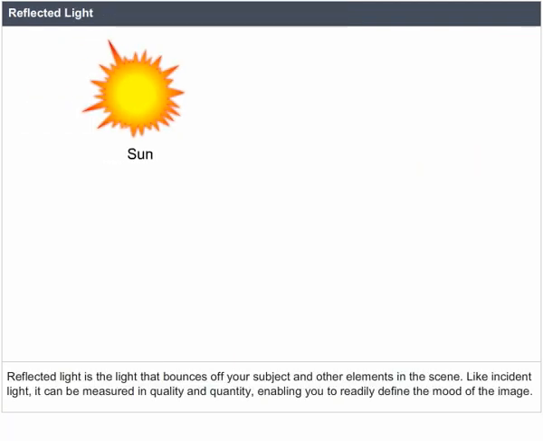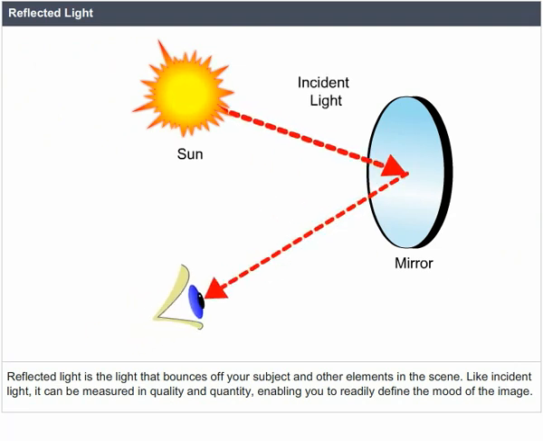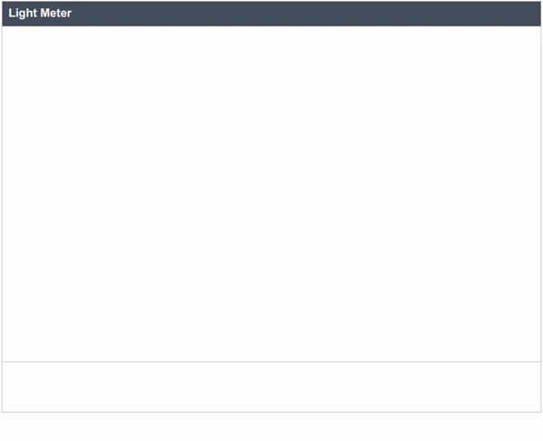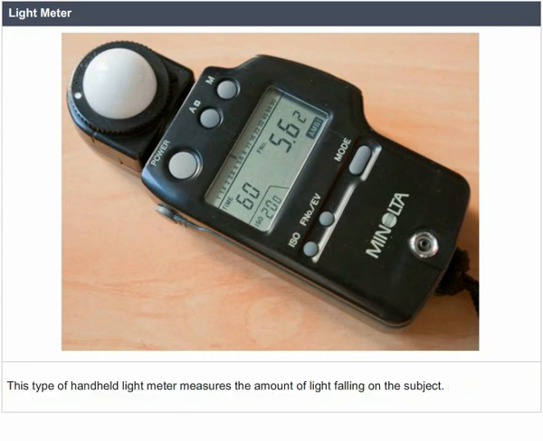Reflected light. Reflected light is a light that bounces off your subject and other elements in the scene. Like incident light, it can be measured in quality and quantity, enabling you to readily define the mood of the image. Light meter. Reflected light meters measure the amount of light that is reflected by a scene or subject. Incident light metering. A more accurate metering method is to use an incident light meter. This type of handheld light meter measures the amount of light falling on the subject.